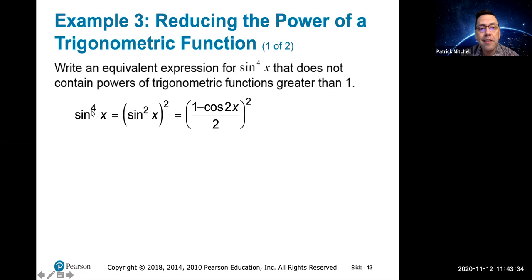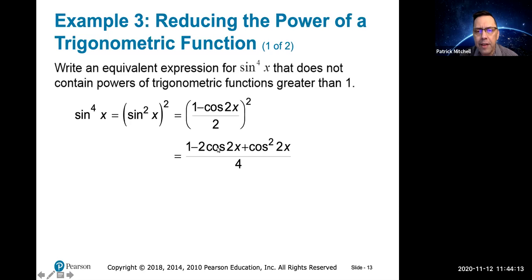First, we're going to write sine to the fourth x as the square of sine squared x. And then we're going to replace sine squared x with its equivalent expression from the power reducing formula. Remember, the power reducing formula said sine squared x equals 1 minus cosine 2x over 2. All right, so we're going to square this expression. So let me explain what's going on here. I'll do the easy part first. Obviously, 2 squared equals 4.